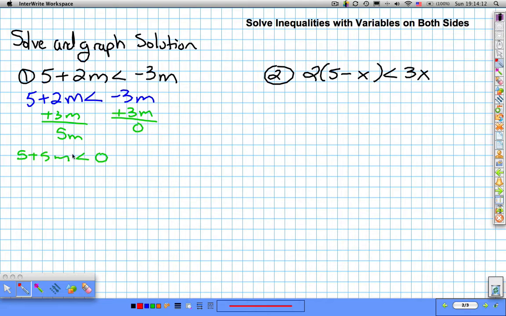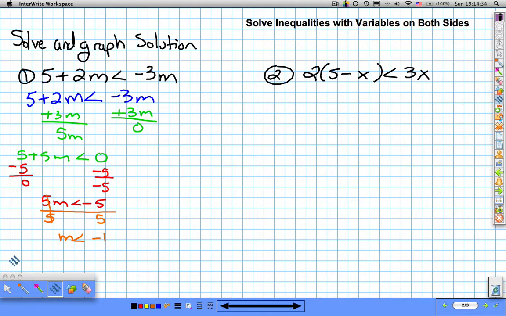But since my m term is now on the left, I'm going to want to move my 5 by subtracting to the other side. So now it's 5m is less than negative 5. At this point, I would divide by 5 on both sides. This is 1, and this is going to be negative 1. So my answer is m is less than negative 1.